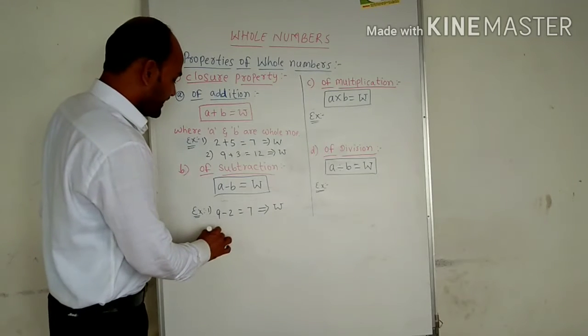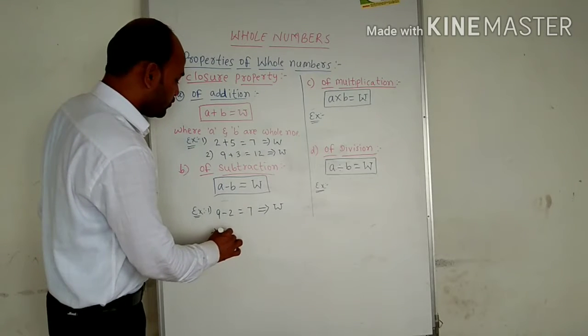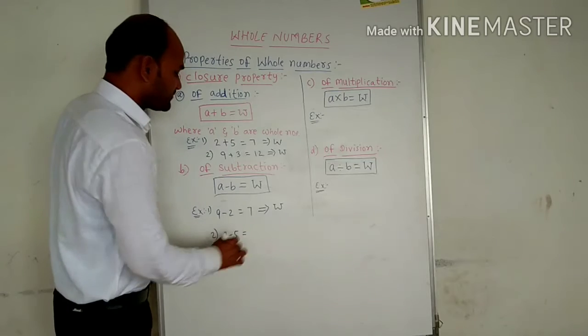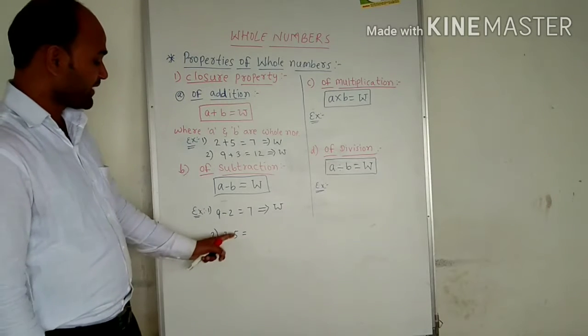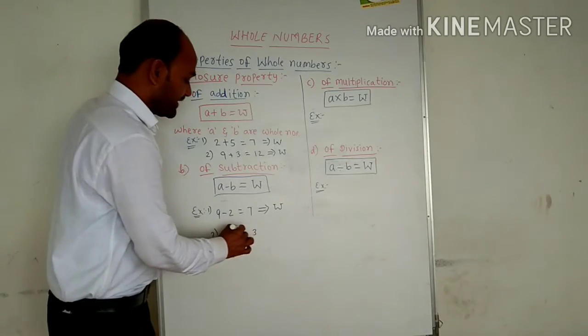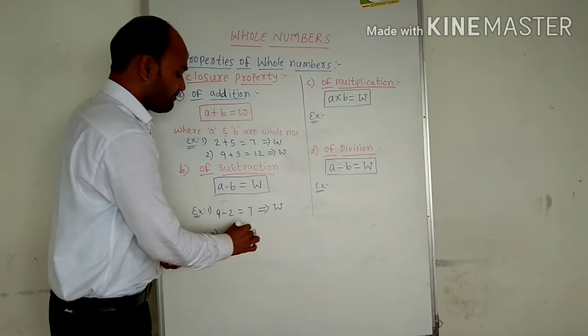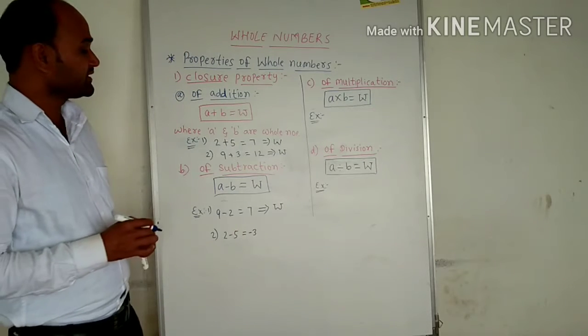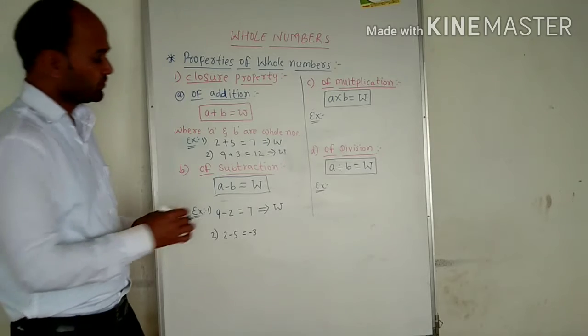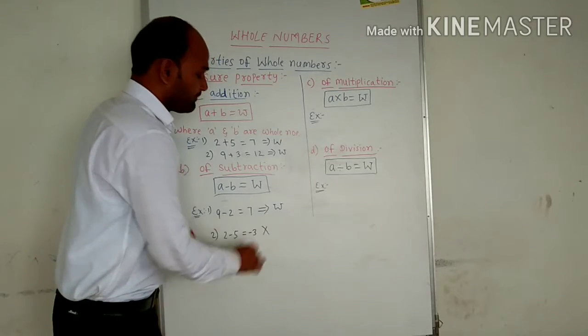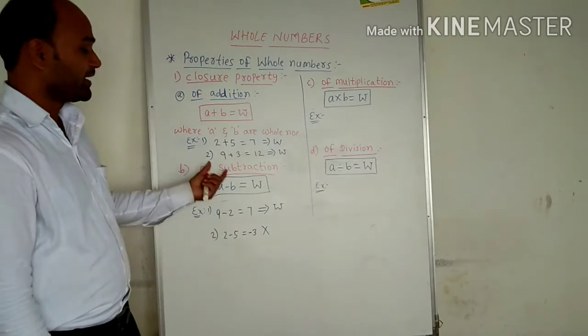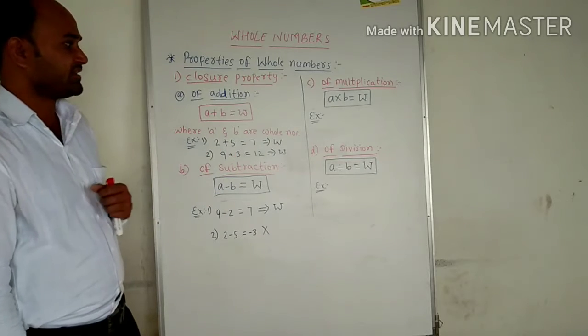The next one we can take is 2 minus 5. 5 minus 2 becomes 3, and the bigger number is 5, so we have to write minus 3. Is minus 3 a whole number? No, it is not a whole number. So this property does not satisfy.